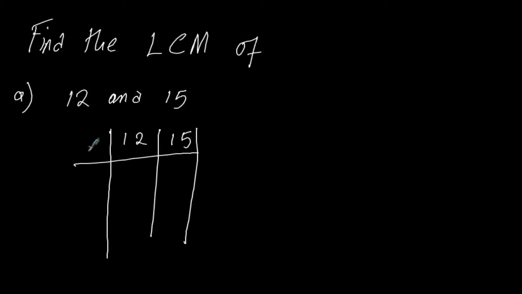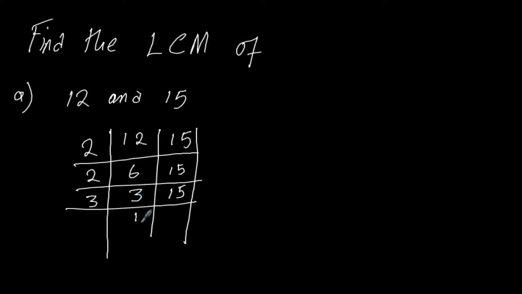Where we divide by prime factors which can divide any of these two numbers. So I start with 2. When I divide 12 by 2, I get a 6, but 2 can't divide 15, so I keep it. I can still divide by 2, I get a 3, but I can't divide that by 2. Now I can't divide by 2 anymore, so I go to 3.